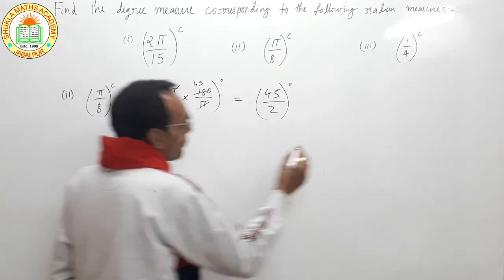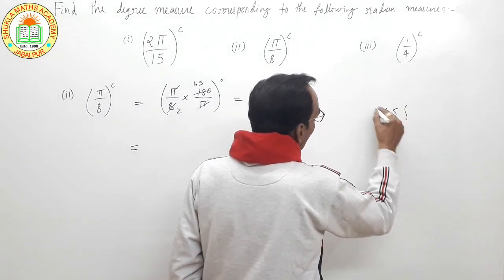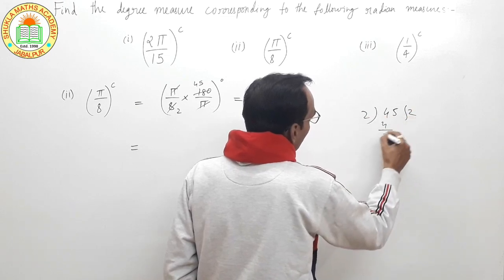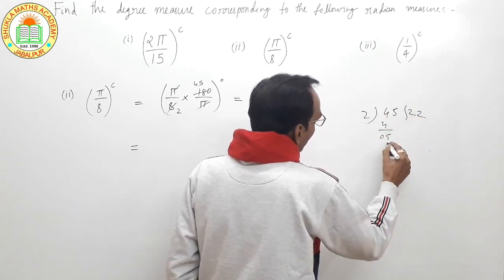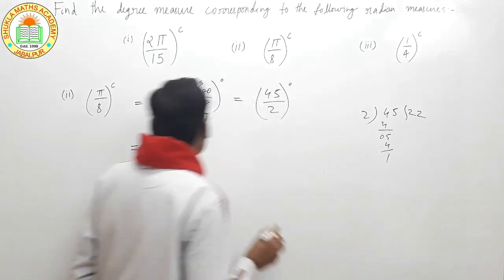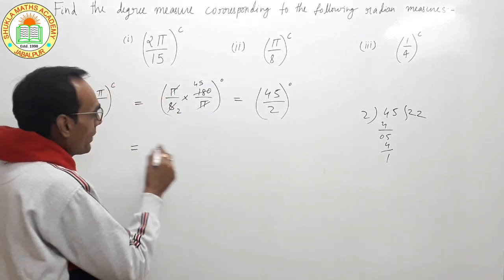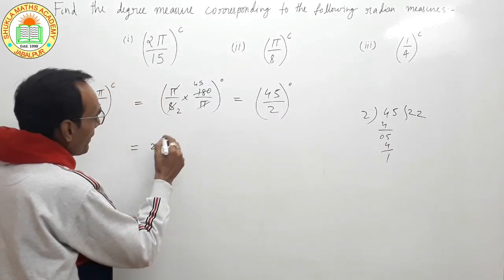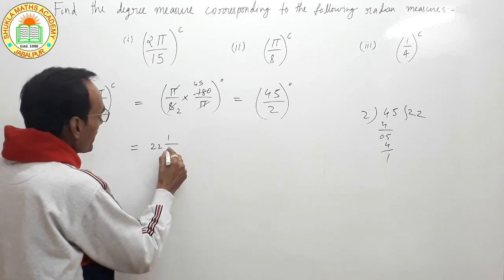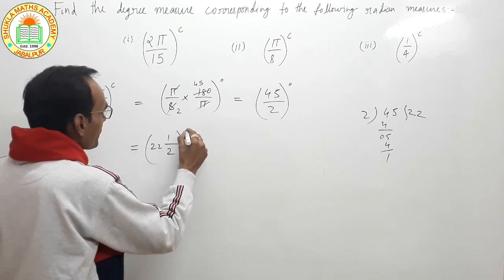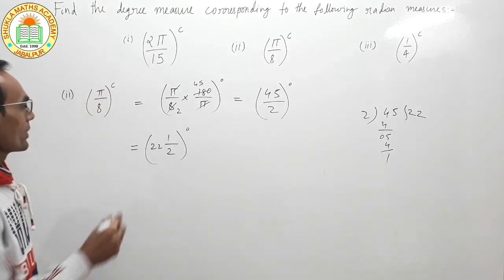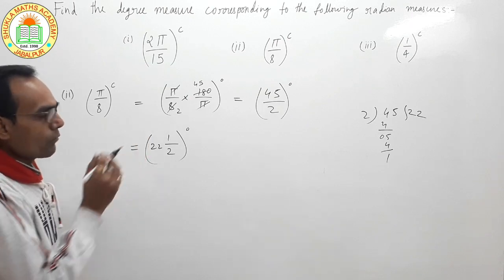So now divide this 45 by 2. We know that 2 twos are 4, that leaves 0, and 5 minus 4 is 1 remainder. So we can write this in mixed form as the quotient, remainder by divisor, that is 22 whole degree and 1 by 2. So 22 and 1 by 2 is the mixed form of 45 by 2.